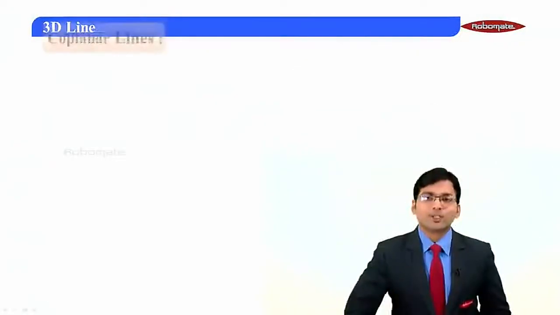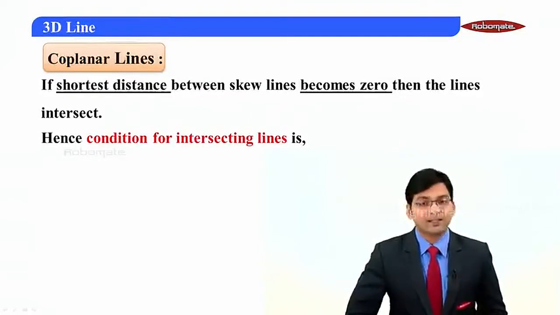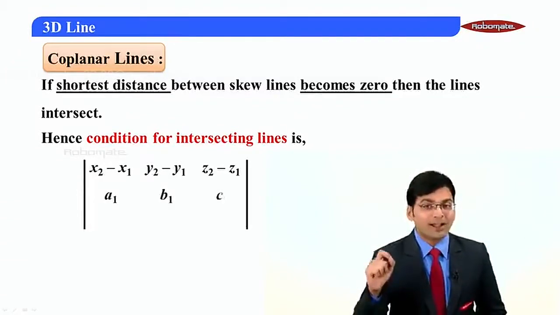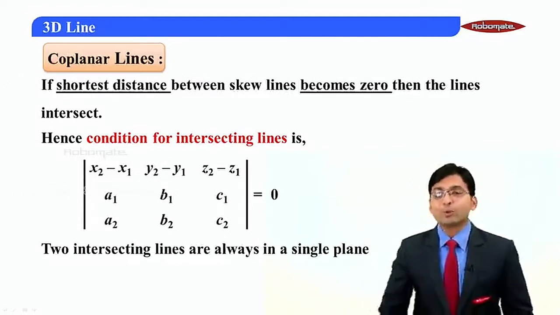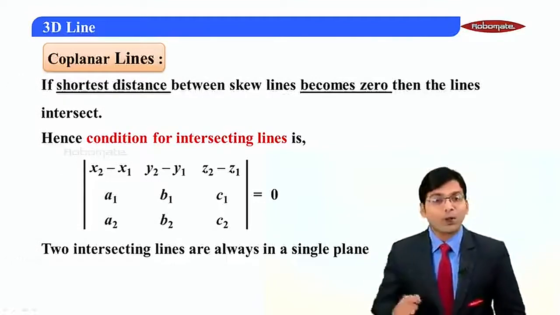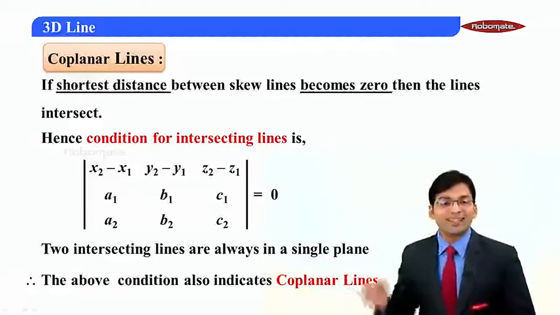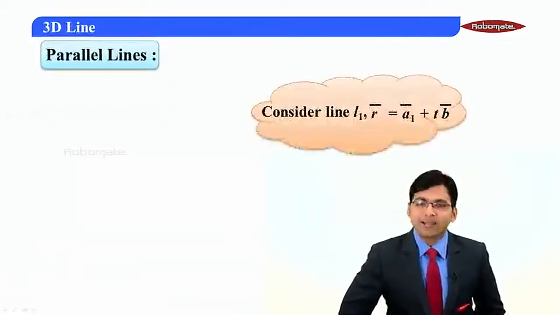Okay, let us proceed. Now let us learn coplanar lines. If the shortest distance between skew lines is 0, then the lines intersect. And the condition for intersecting lines is that the numerator part of the shortest distance has to be 0. Okay. Now students, if two intersecting lines are always in a single plane, then we say the above condition also indicates coplanar lines. Alright.